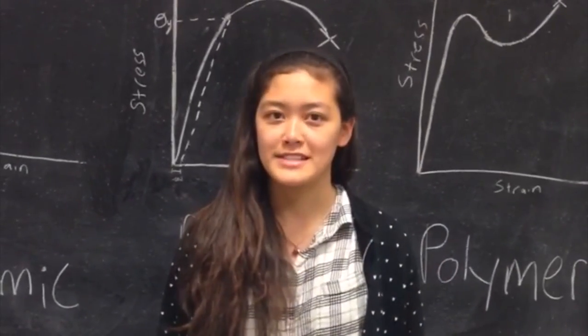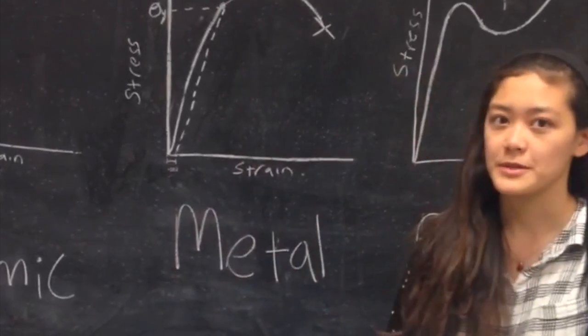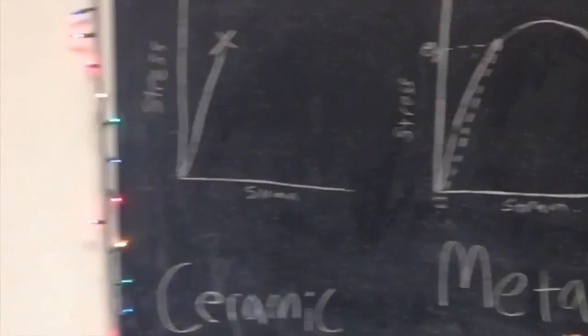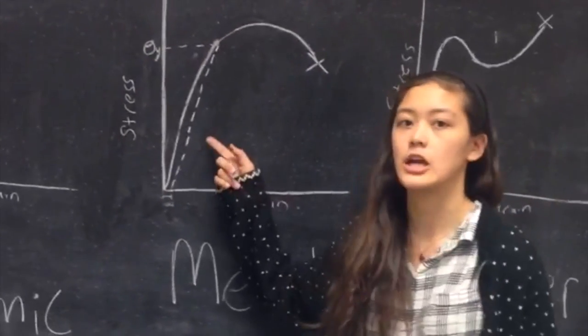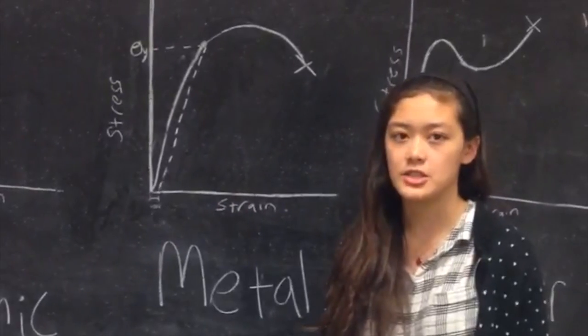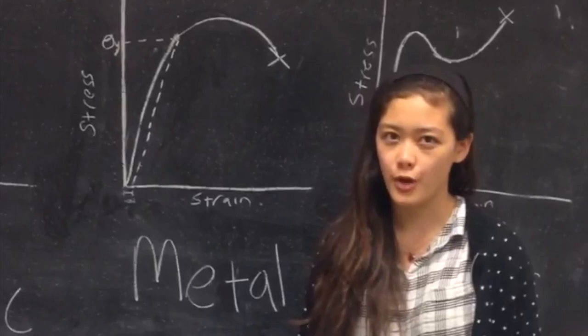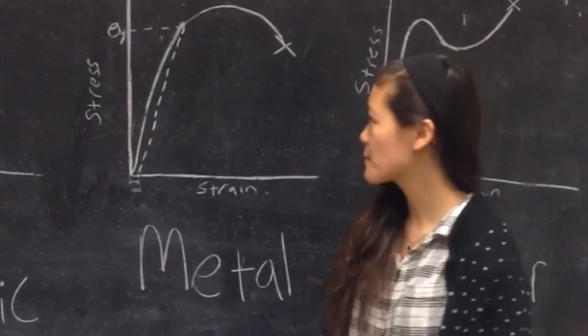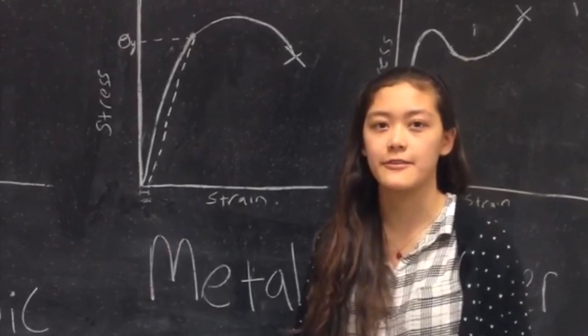Behind me are three basic stress versus strain graphs. They show the properties for the materials: ceramics, metals, and polymers. The first part of the graph is linear, and this shows the elastic deformation. This means that if the load is lifted, then the material will go back to its original state. The second part is nonlinear, and this shows the plastic deformation.